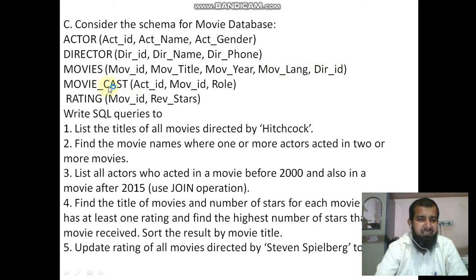Then the movie cast table contains actor ID, movie ID and role. Then the last table, rating: movie ID and stars. Received stars.